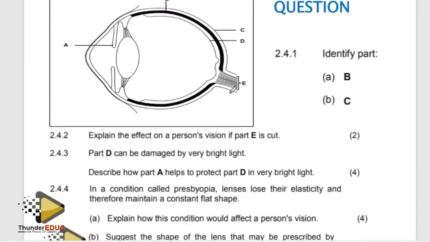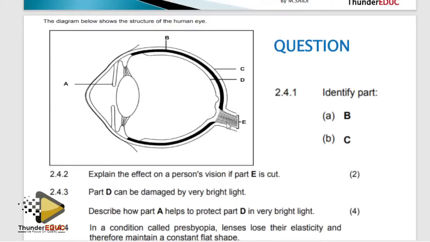Maybe the diagram here. Which part is the yellow spot? The yellow spot is the part where the sharpest image is formed. Why do we have the sharpest image? Because we have the highest concentration of photoreceptors, that is the rods and the cones. Why do we have no image at the blind spot? Because there are no photoreceptors there. And then functions of other parts, I'm just talking about a few things.